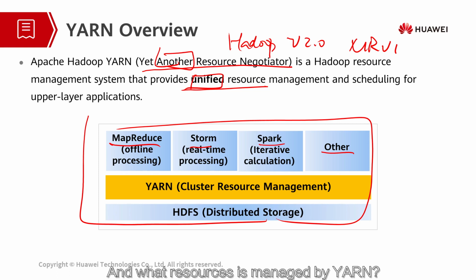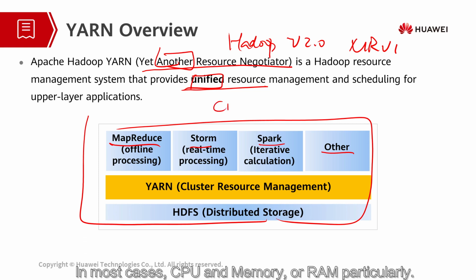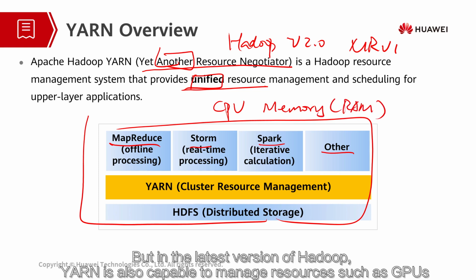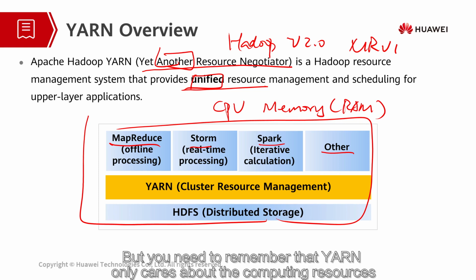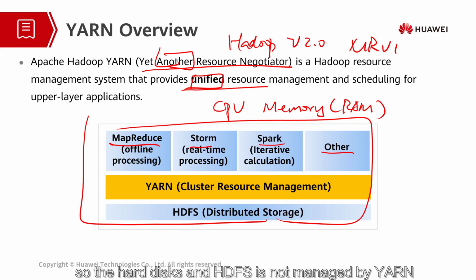And what resources are managed by YARN? In most cases, CPU and memory, or RAM, to be more specific. But in the latest version of Hadoop, YARN is also capable of managing resources such as GPUs, software licenses, and so on. But you need to remember that YARN only cares about the computing resources. So the hard disks and HDFS are not managed by YARN.